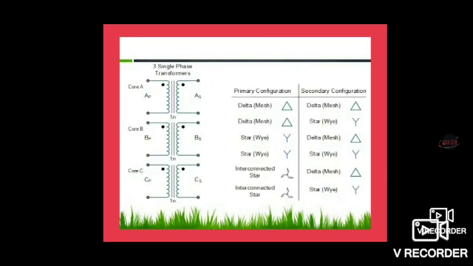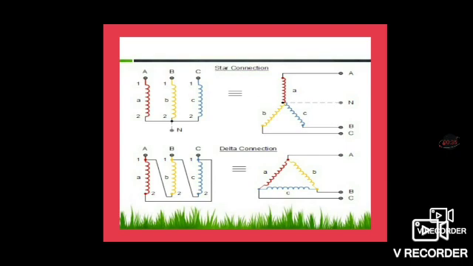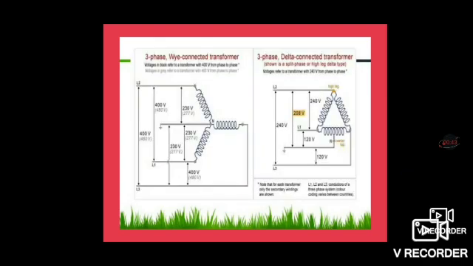This is the diagram for three single-phase transformers. They can be connected in star or in delta. The first one is the star connection connected into the delta form. The second one is the delta connection connected into the star form. So the first is the three-phase star connected transformer and the second is the three-phase delta connected transformer. The diagram shows both. The phase voltage is 230, the line voltage is 400.